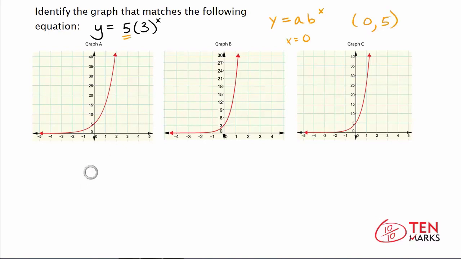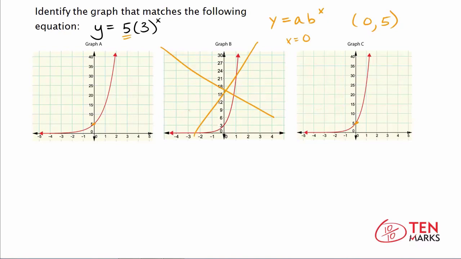If I look at graph A, I see that 0, 5 is included in that graph. It's right here. So this one's still in the running. Let's take a look at graph B. Graph B has a y-intercept, or when x equals 0, of 3. So this graph is out of the running because we're looking for an initial value of 5. Let's look at graph C. Graph C does include the point 0, 5, so this one is still in the running as well.